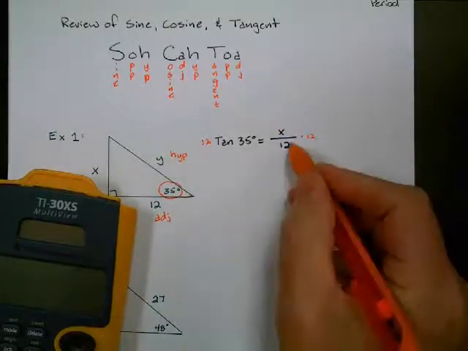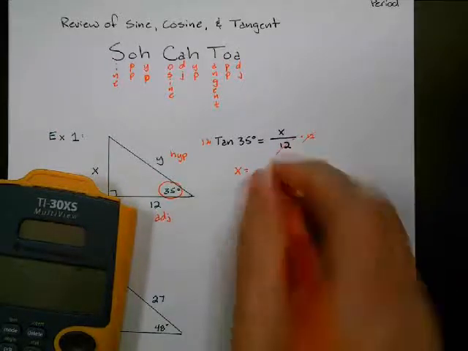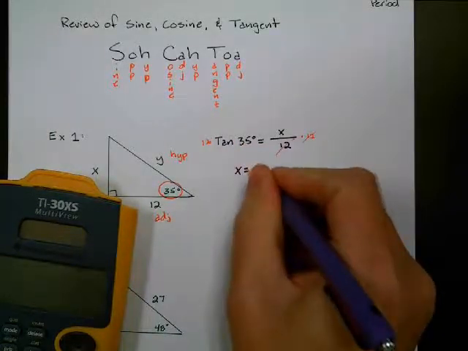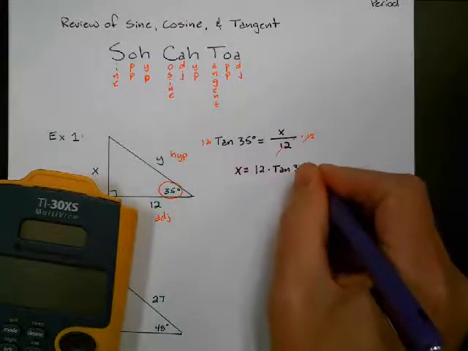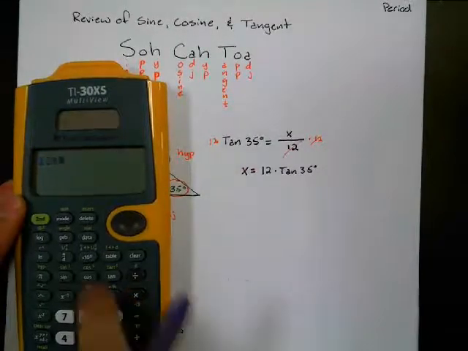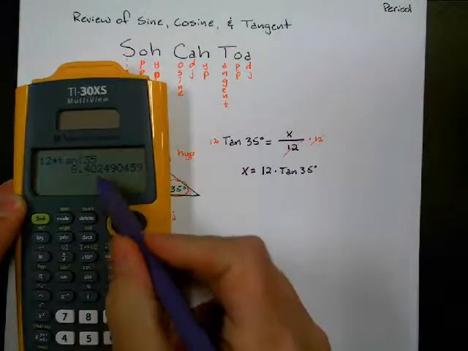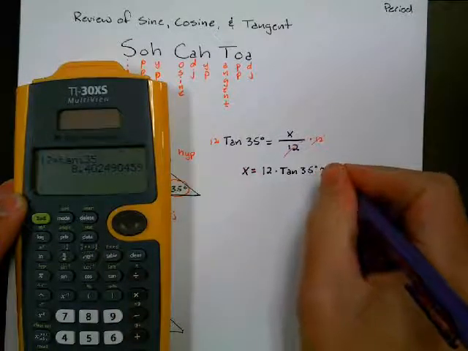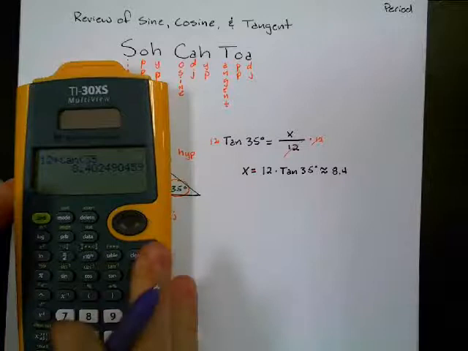So these would cancel out. So I'd get x is equal to, I should do that in purple because it looks better, x is equal to 12 times the tangent of 35 degrees. So we'll plug that into our calculator. 12 times tangent of 35 degrees comes out to 8.402494, and so on. So we're going to say it's approximately 8.4. All right, and now we've got x.